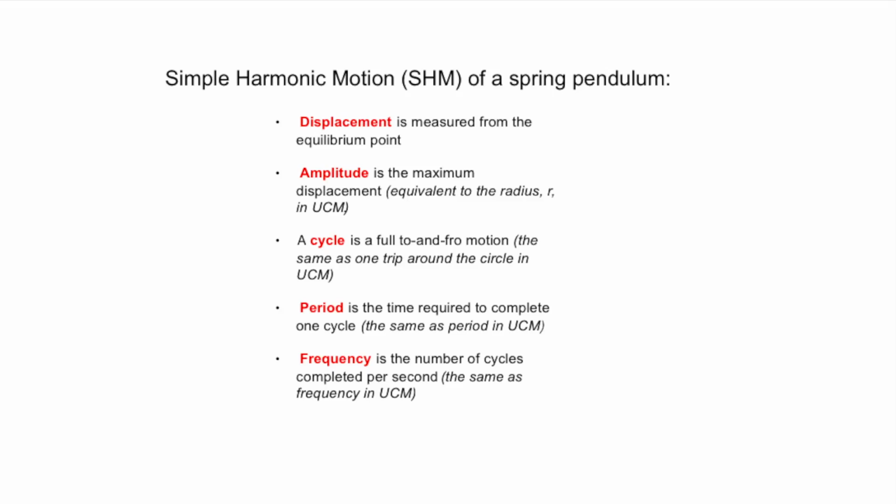Alright, let's go over some terminology. Displacement is measured from the point of equilibrium. It's delta x. Amplitude is the maximum displacement. That's equivalent to the radius r in uniform circular motion.